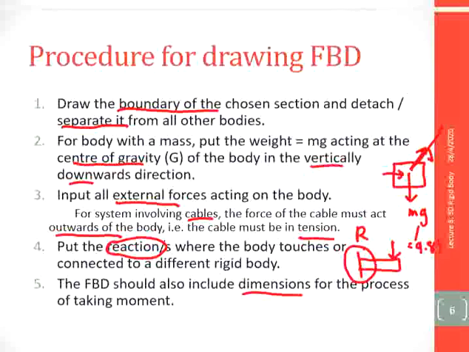Okay, dimension is important in statics. So you need to know, for example, mass in kilogram or in pound, and for distance, the length, either in meter or inch.